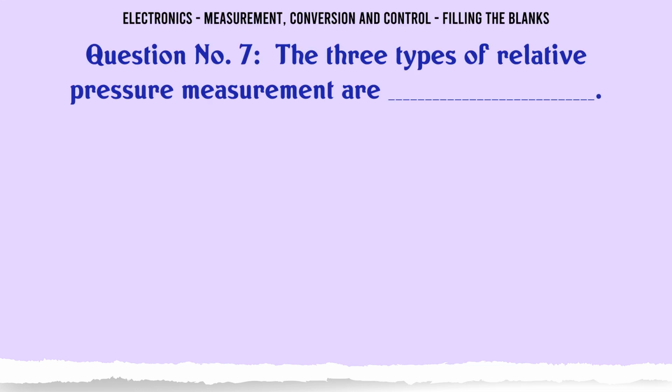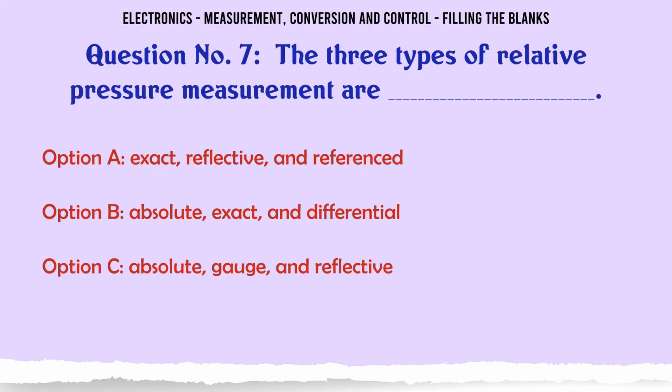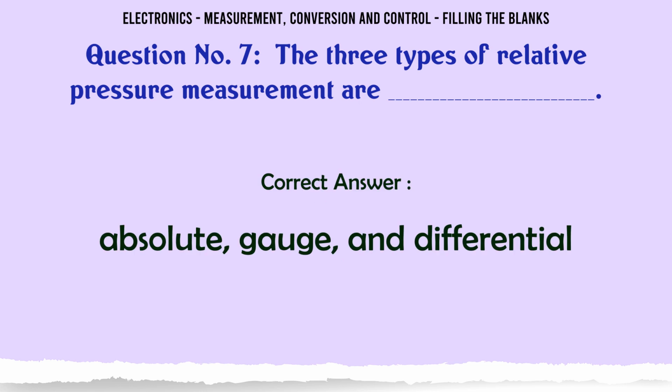The three types of relative pressure measurement are A. Exact, reflective and referenced, B. Absolute, exact and differential, C. Absolute gauge and reflective, D. Absolute gauge and differential. The correct answer is absolute gauge and differential.